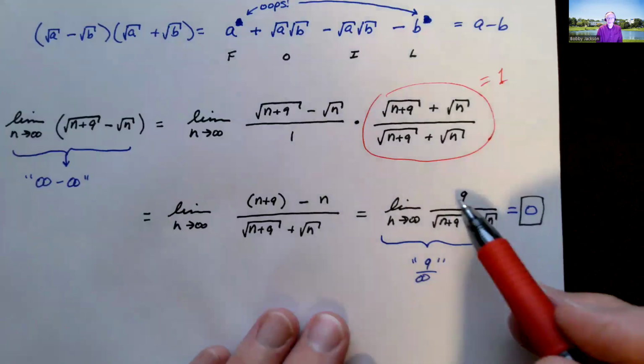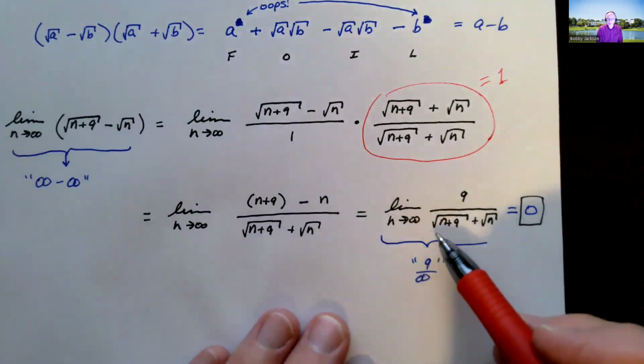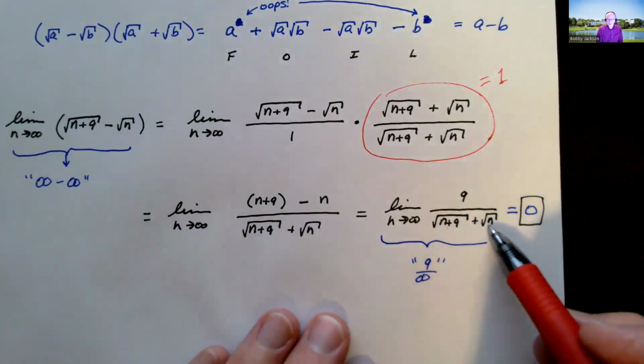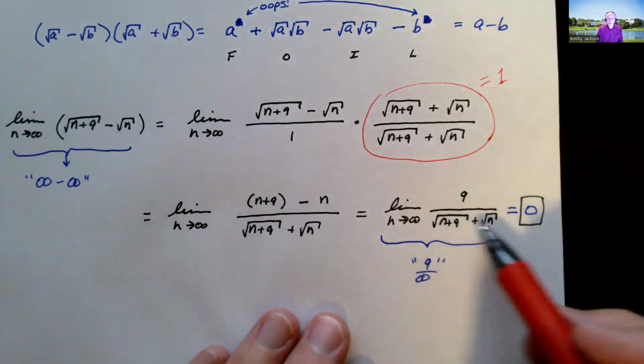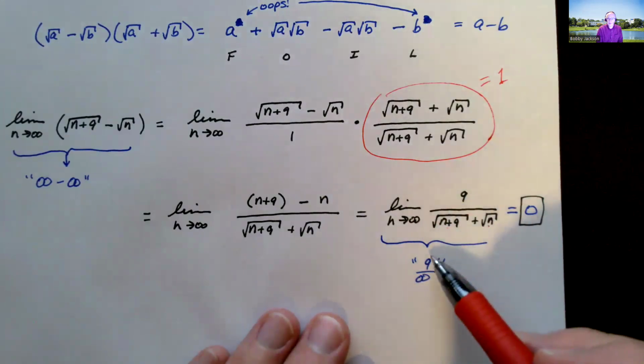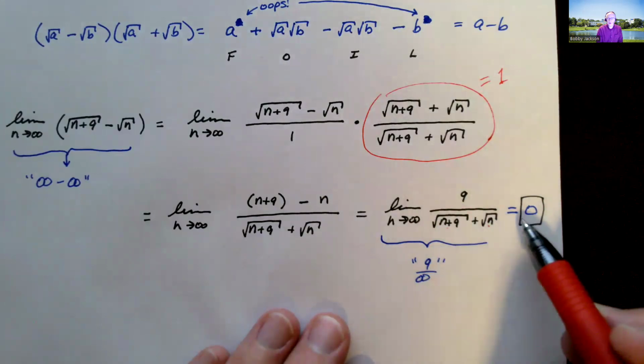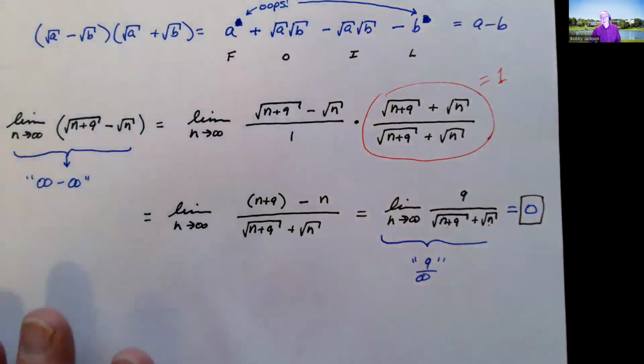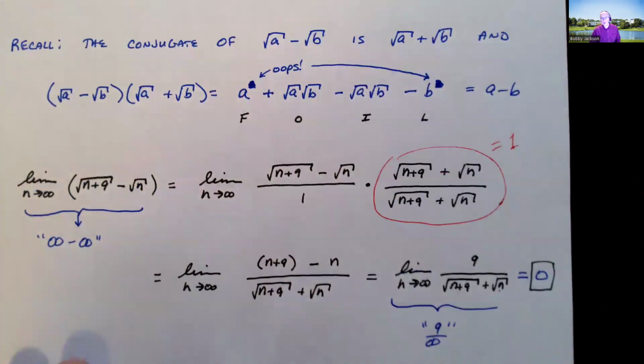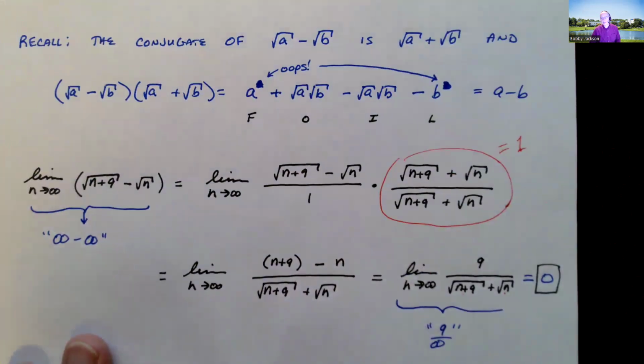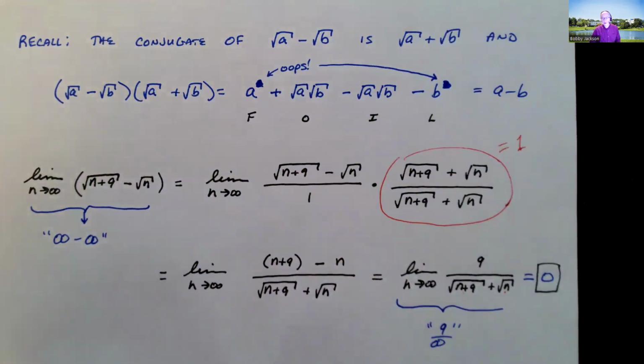And now notice this. The denominator, as n goes to infinity, is infinity plus infinity, which is infinity. So the form of this limit is 9 over infinity, which is clearly going to 0. So in this case, infinity minus infinity is approaching 0, and the limit of this sequence is 0. Okay, I hope this helps.